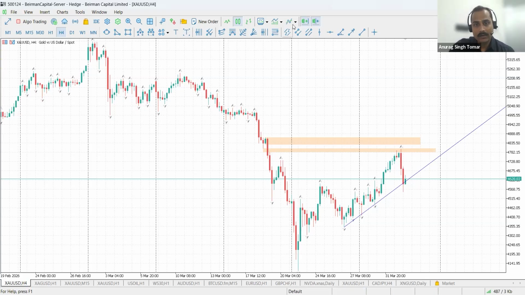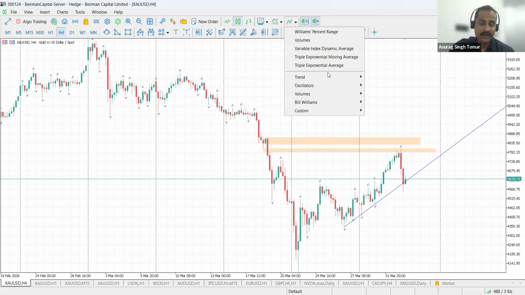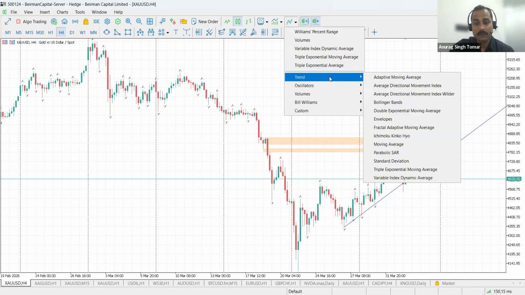Second thing, now let's put the technical indicators on to see what kind of confirmation they are giving, whether they are also telling the same tone, or if there is any kind of anomaly present.